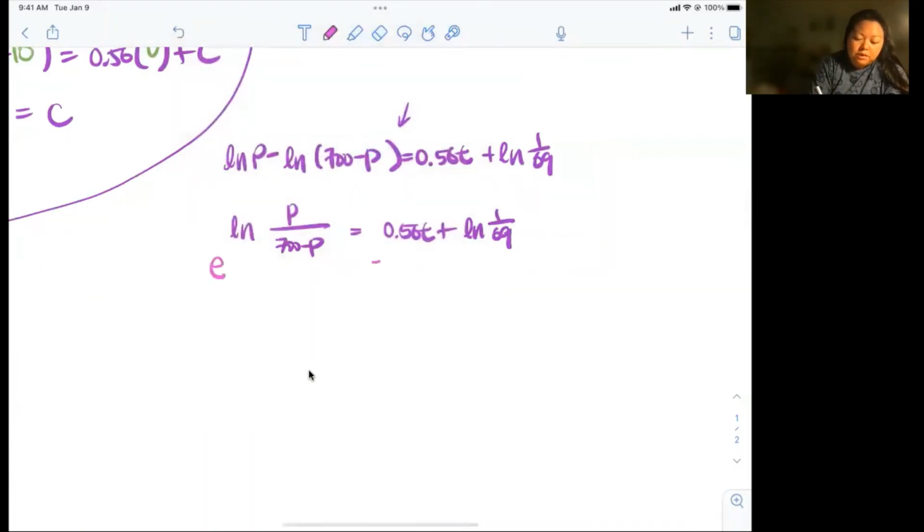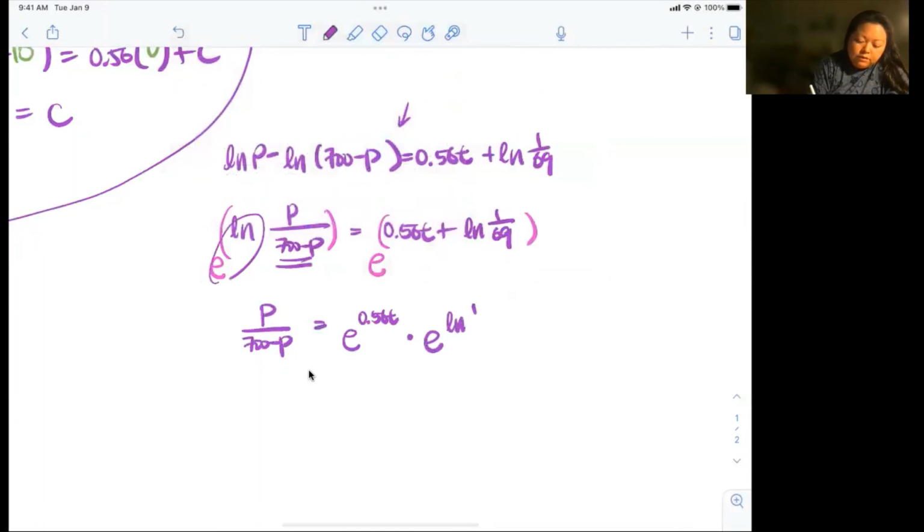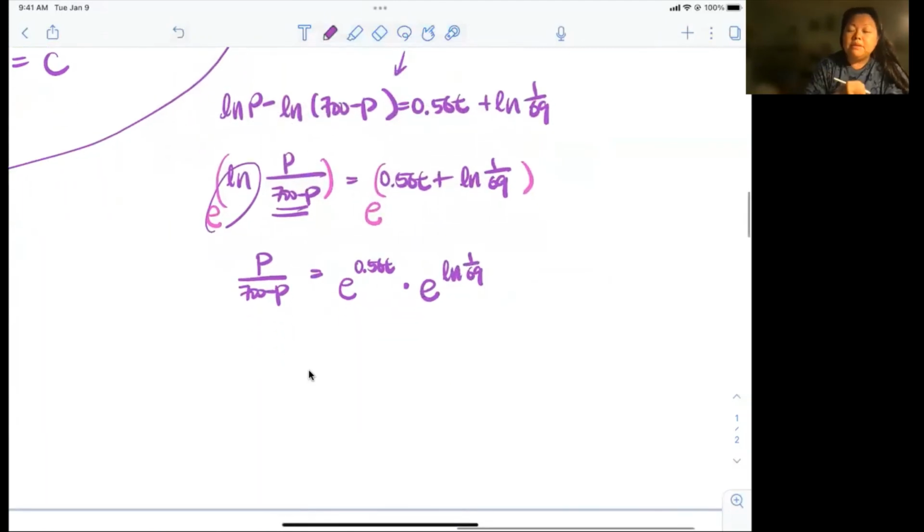Okay, now that I have a single natural log, the way to get rid of it is to take e to both sides, e to this power, e to this power, right? What that does for me is the e and the natural log reduce, and that brings down p over 700 minus p. And then this makes it e to 0.56 t. That plus allows me to say e to the natural log of 1 over 69, because the plus says that I am actually just multiplying together the same base with different exponents. So you have p over 700 minus p, e to 0.56 t, and this reduces out same as before and brings it as 1 over 69 like so.